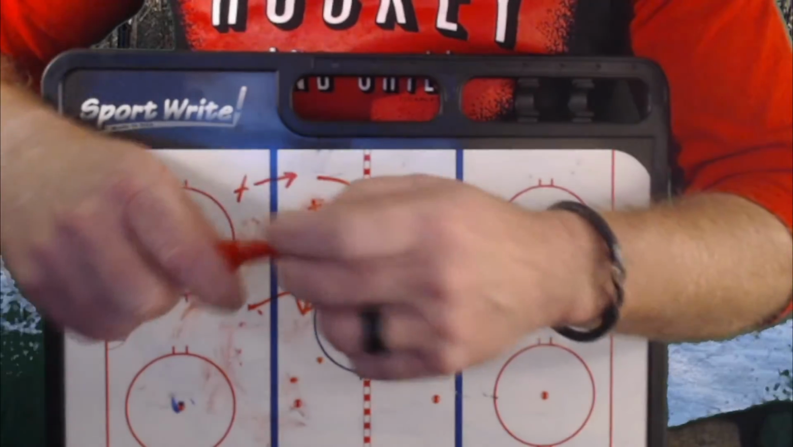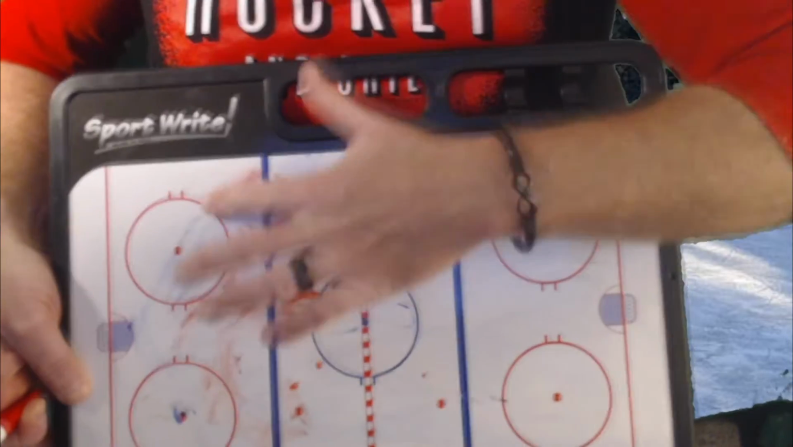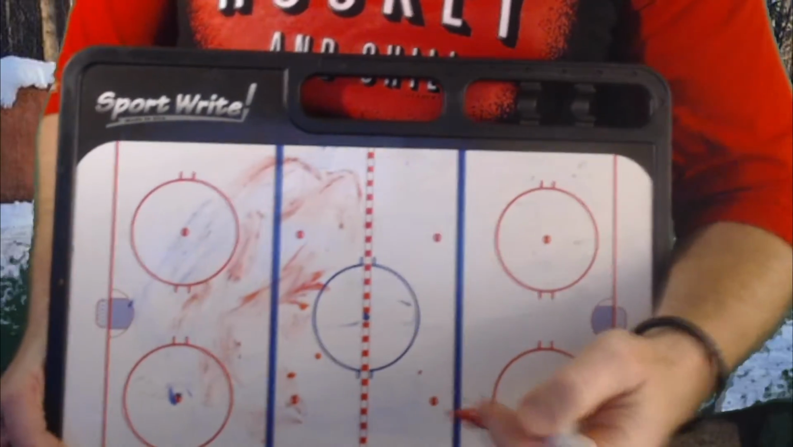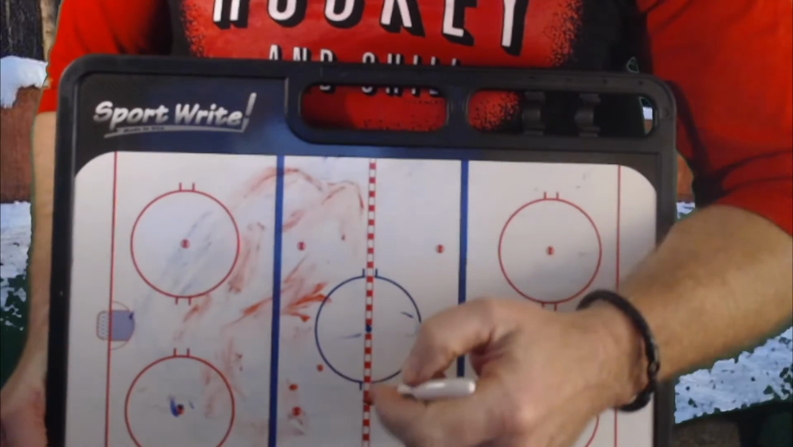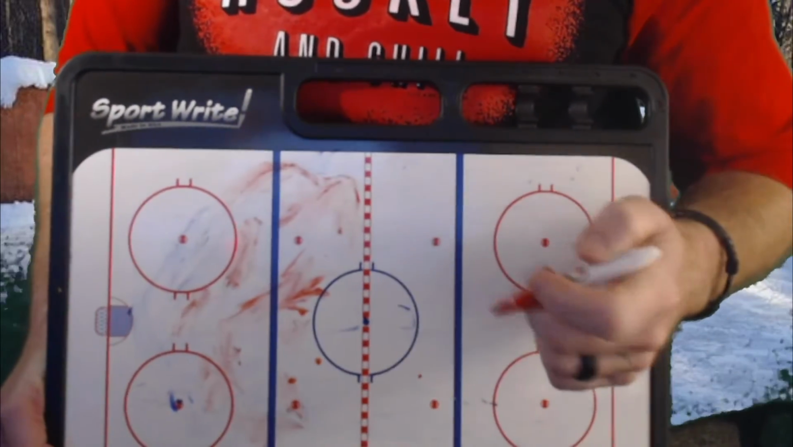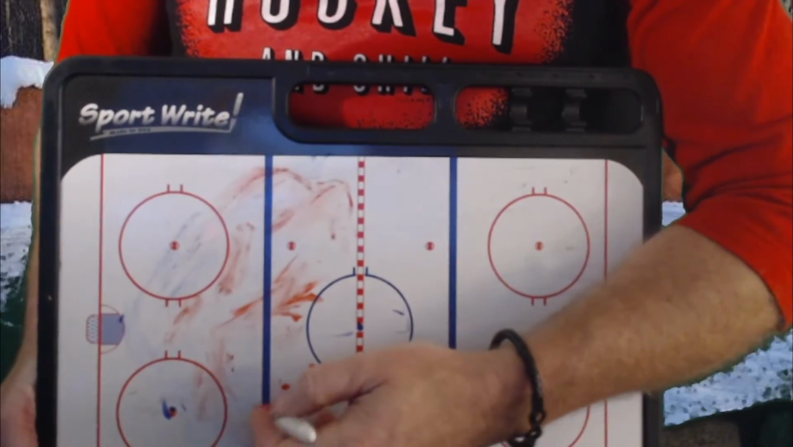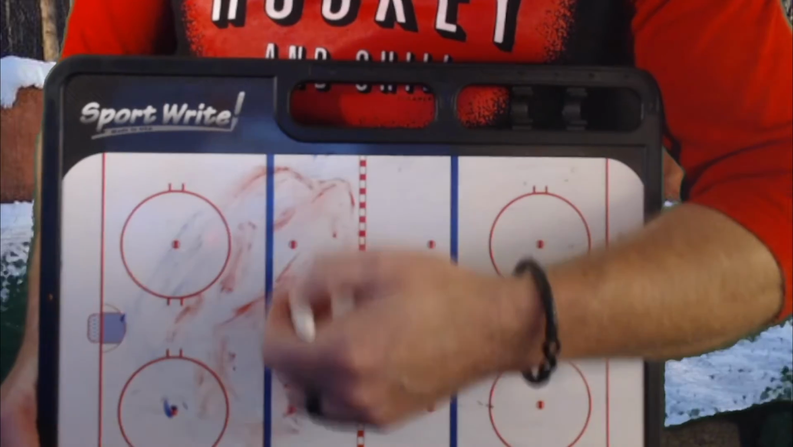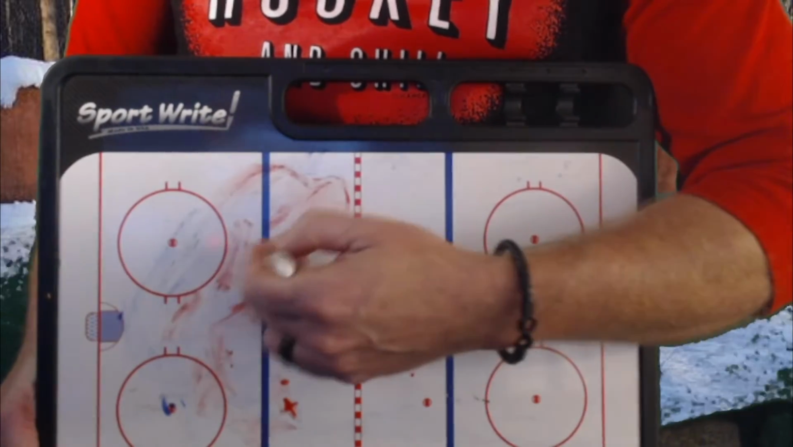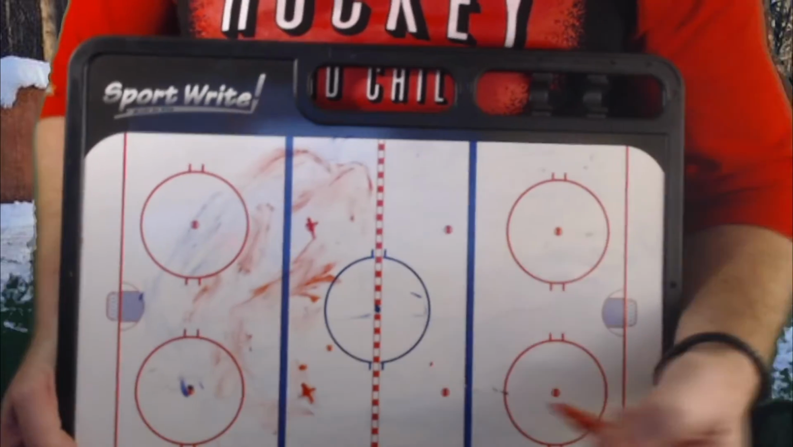So that's offsides. Icing's a little bit more, I don't know if it's complex, there's more to it for icing. So icing is another stoppage in play. Back to offsides: if you go offsides, you're going to go to one of these face-off dots. So if you're going through here, offsides, face-off here. If you're going this way, the face-off will be right outside the blue line. All right, so back to icing.